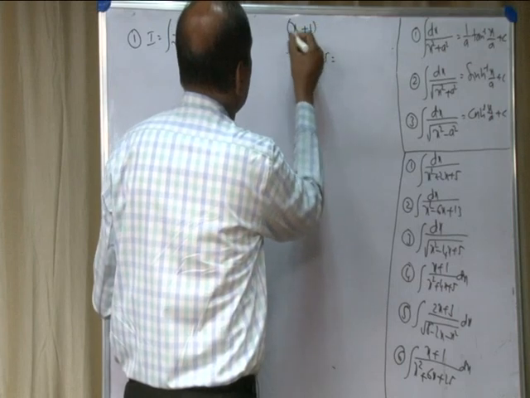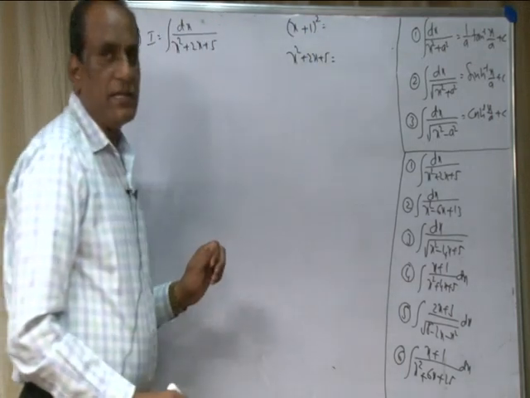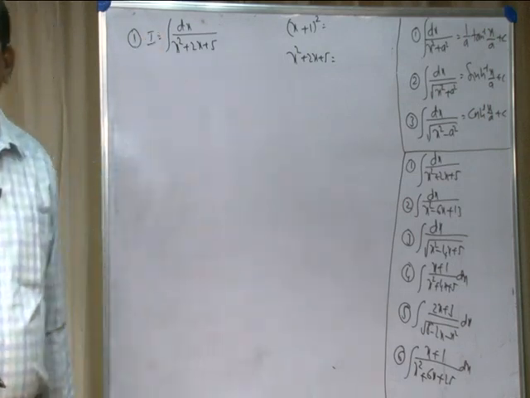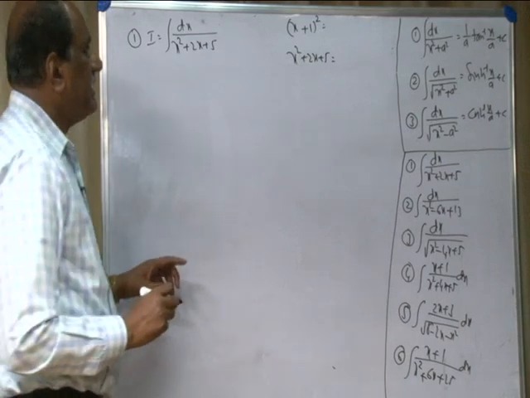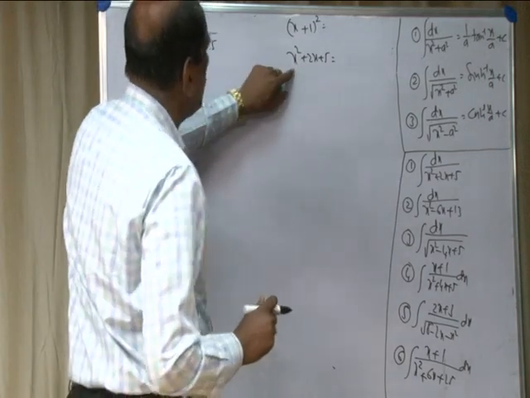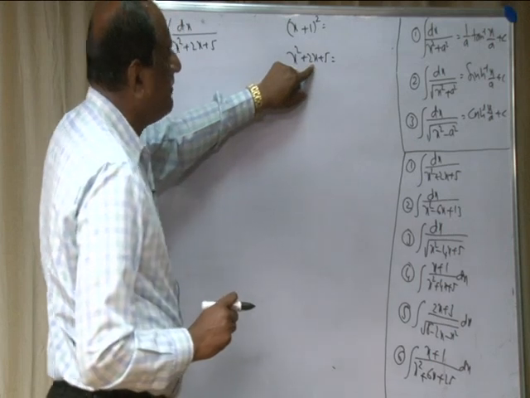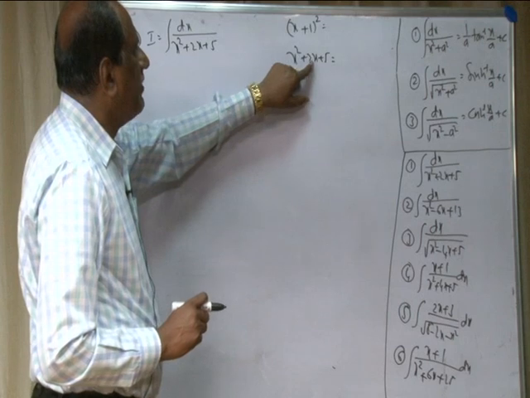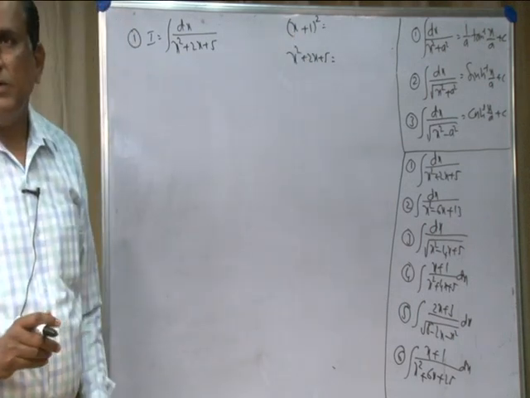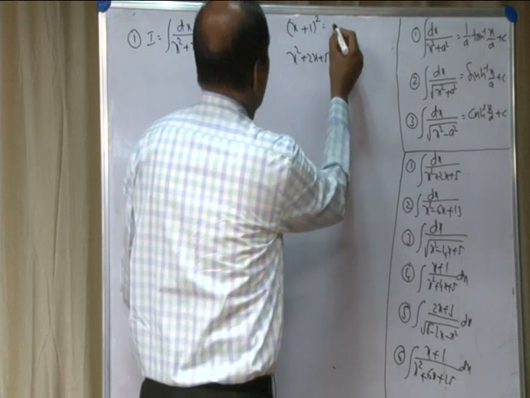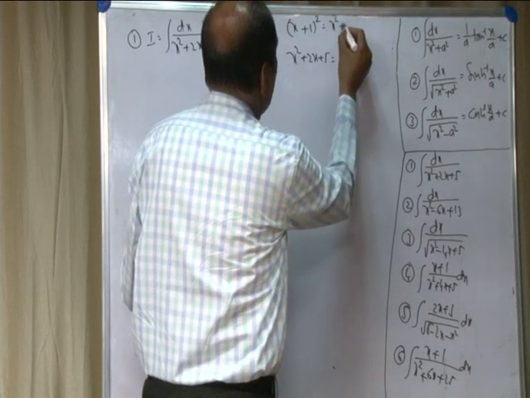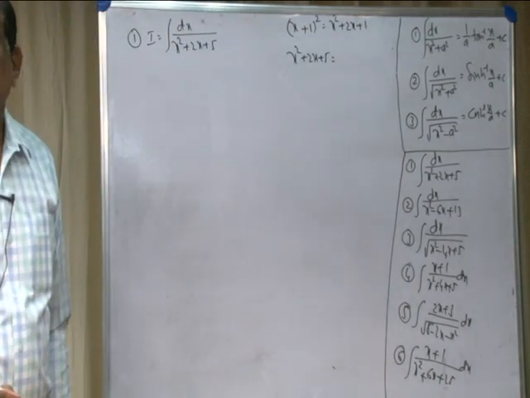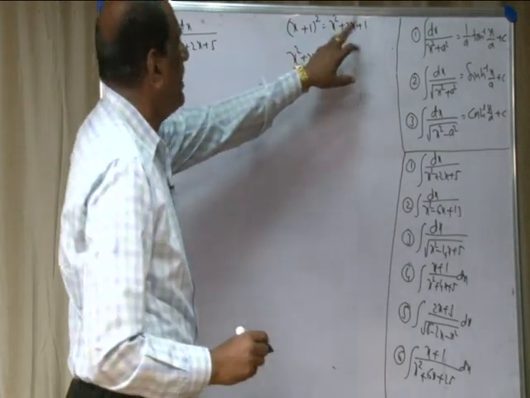Now expand this, raising to the power 2, x plus 1 whole square. I will explain once again. To express the denominator as a perfect square, root of x square is x, then half the coefficient of x after the plus or minus sign. So, 2x is there, half of 2 is 1. Expand x plus 1 whole square using a plus b whole square: x square plus 2x plus 1. The expansion of x plus 1 whole square is x square plus 2x plus 1.